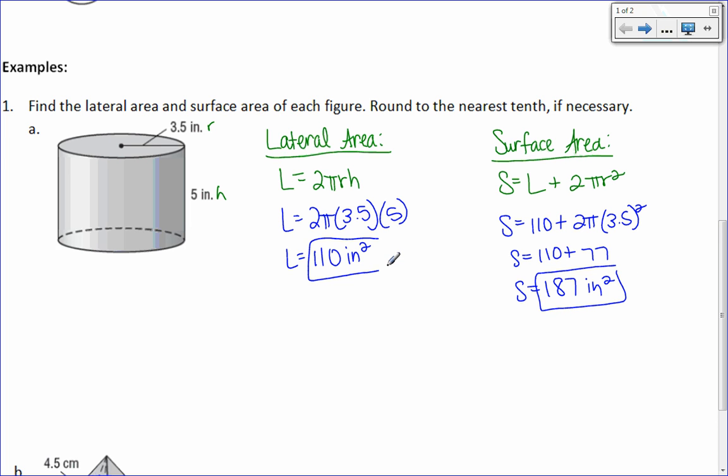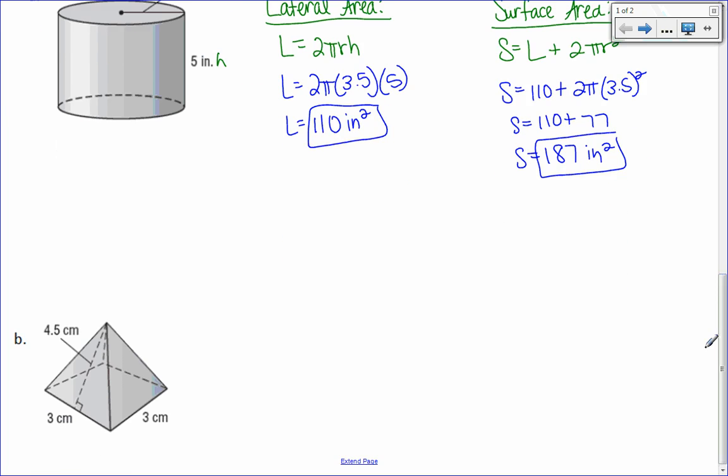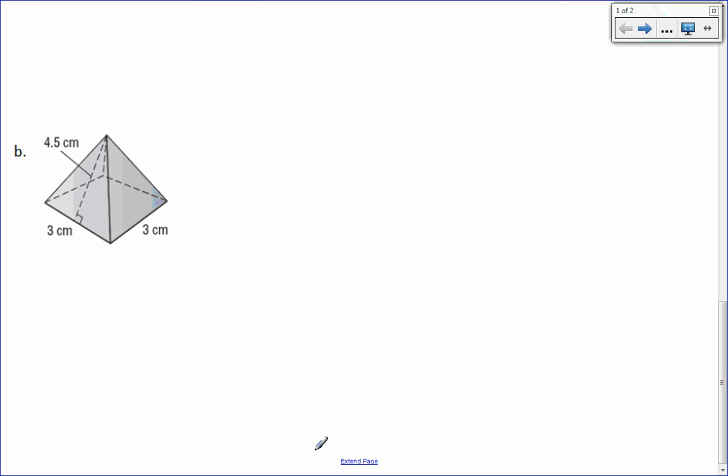Okay, so there's our lateral area, there's the surface area. Okay, so that is a cylinder. Let's take a look at this next one. So here we see that this is a pyramid, and the base of the pyramid is a square. So we still need lateral area and surface area.